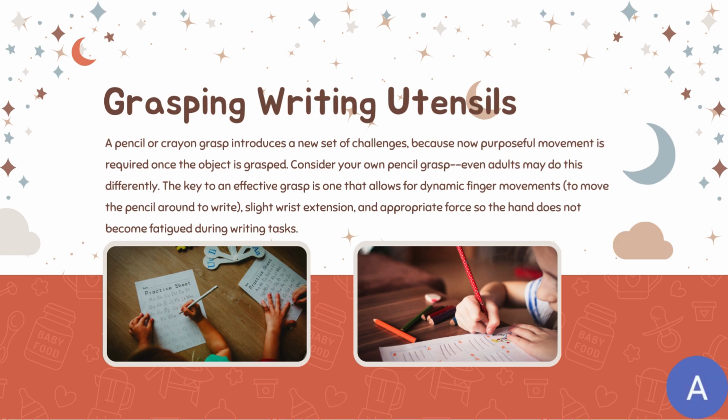Next, grasping writing utensils. A pencil or crayon grasp introduces a new set of challenges because now purposeful movement is required once the object is grasped. Consider your own pencil grasp. Even adults may do this differently. The key to an effective grasp is one that allows for dynamic finger movements to move the pencil around to write, slight wrist extension, and appropriate force so the hand does not become fatigued during writing tasks.